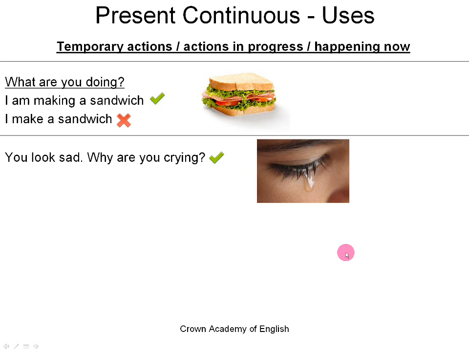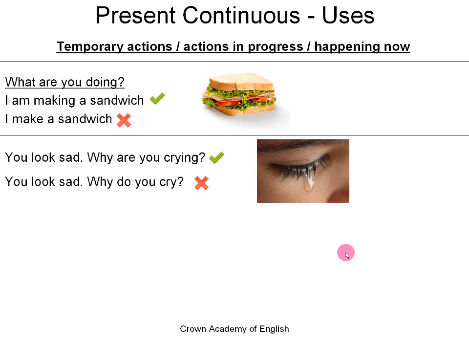You look sad. Why are you crying? Okay, so something is happening now. There's an observation. I have observed that somebody looks sad. So it's happening now. Why are you crying? So we use the present continuous. It's in progress and it's probably temporary. The person probably isn't going to be crying all the time. But now they are crying. So we use the present continuous.